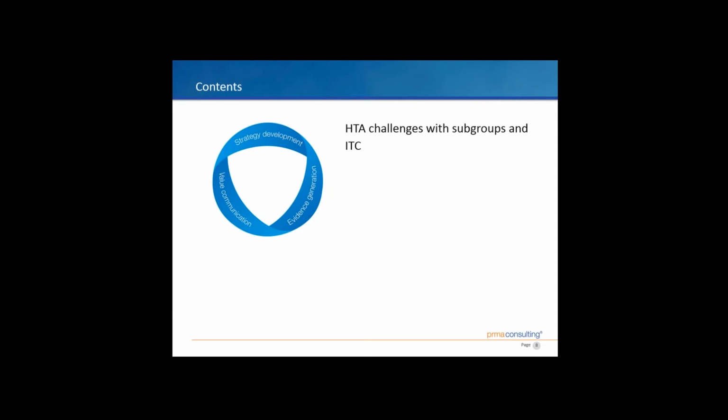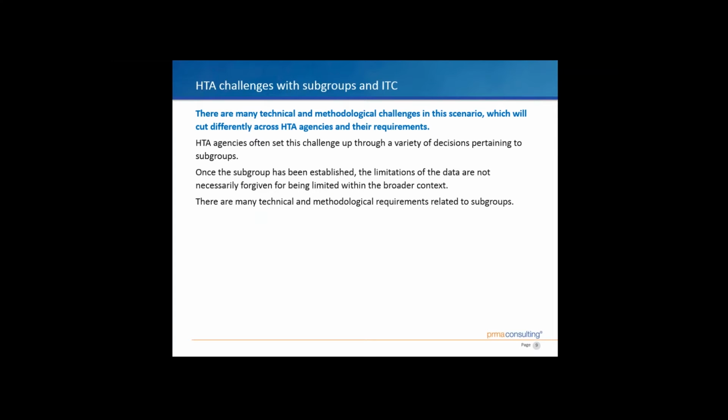So first, briefly, the HTA challenges with subgroups and ITC. And the issue to bring up at the start is that there's not an obvious connection between these. The subgroup aspect of these challenges and the ITC aspect of these challenges don't actually coexist. There aren't published methodological requirements that simultaneously address each of these. Instead, what you find is there are requirements for subgroups that can pertain to ITC, and there are requirements for ITC that can pertain to subgroups, and we need to figure out that intersection.